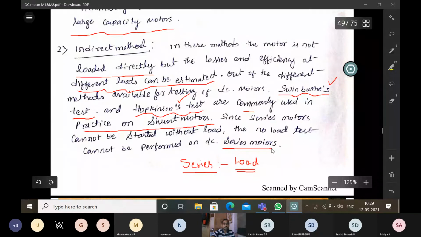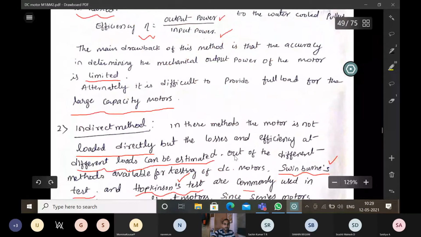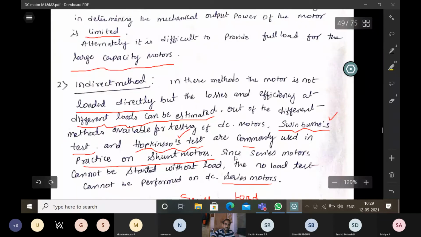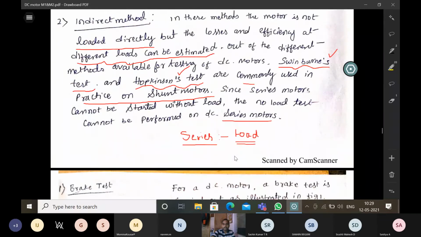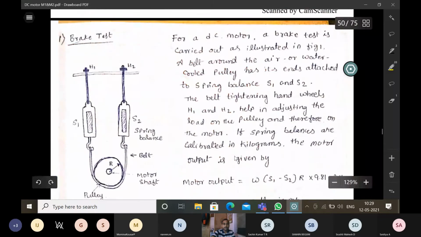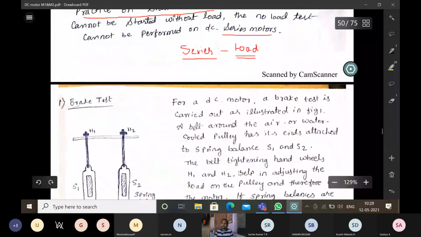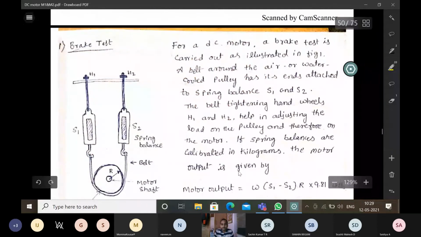So we have discussed the direct method as well as the indirect method. Now the direct method is also called the brake test method. We'll discuss what the brake test is. Are you all following? In testing of DC machine, there are two types of test, direct and indirect, and the third one is the regenerative test. Are you following? Yes, sir.